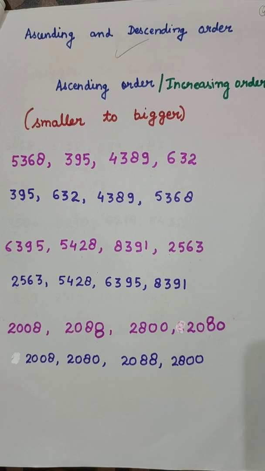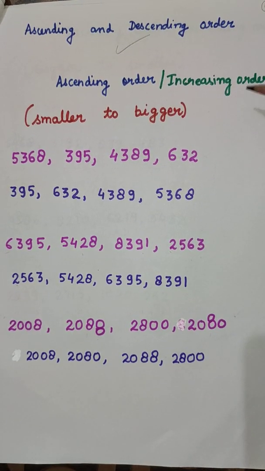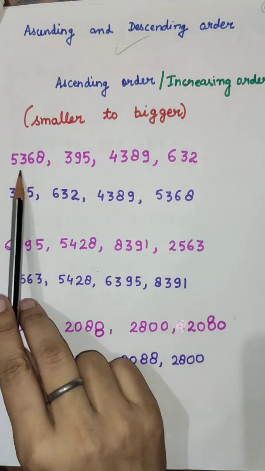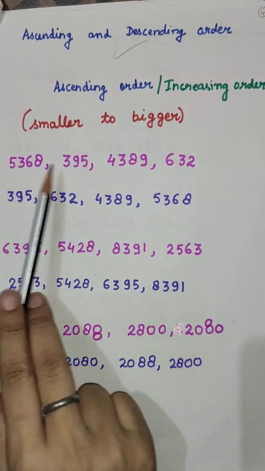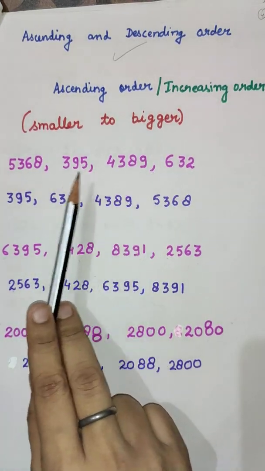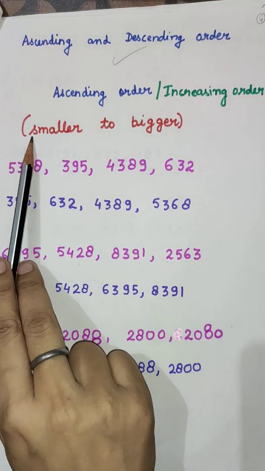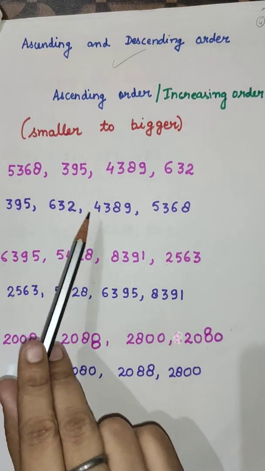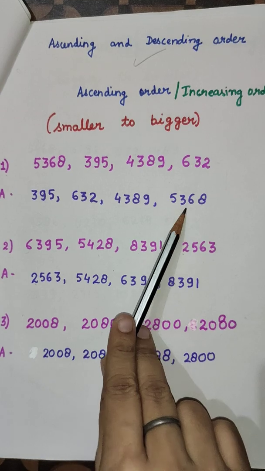Ascending and descending order. Ascending means increasing, descending means decreasing. So ascending order means always smaller to bigger. Whatever digits you are given, you have to search. First of all, write down ones, tens, hundreds, thousands on every digit. After that, see which digit is smaller. Ascending order starts from smaller to bigger. So the smallest digit, then after that, and at last the bigger digit will come in ascending order.